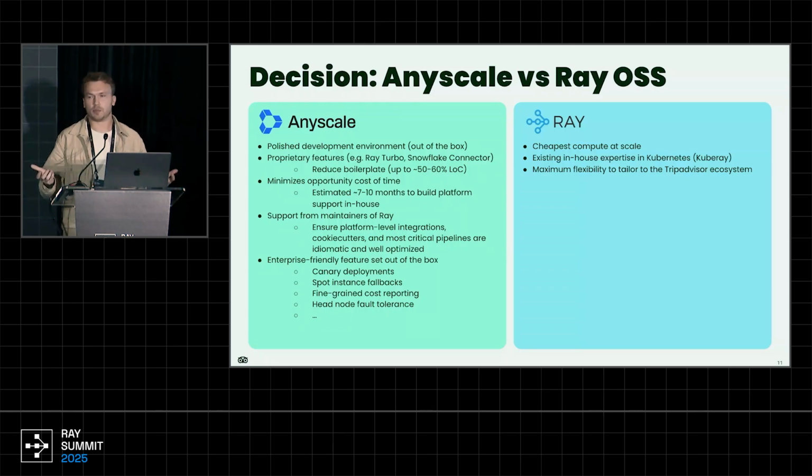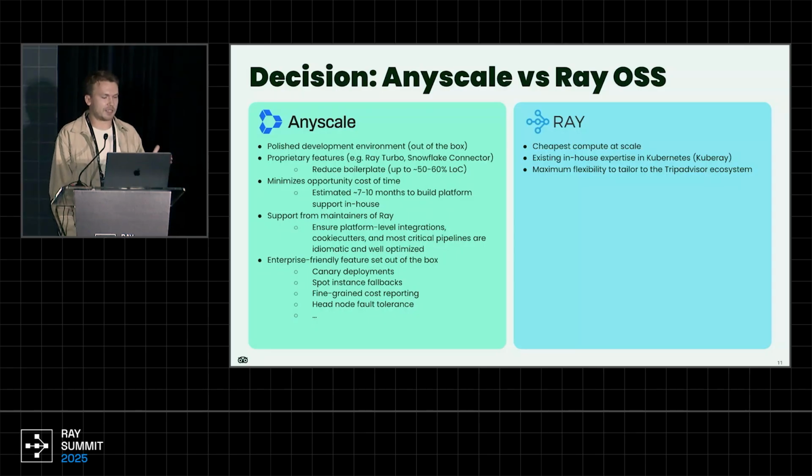Now at Tripadvisor, we love free open source software, and KubeRay in particular was a very appealing option to us because our team has many years of deep expertise in maintaining systems on Kubernetes. Open source is also great because you have a lot of flexibility in order to implement things exactly according to your own requirements. But on the other side, Anyscale provides a very polished and very developer-friendly experience out of the box with a number of really nice enterprise-friendly features that help improve reliability of jobs and services, manage governance, and optimize performance and cost of our workloads.